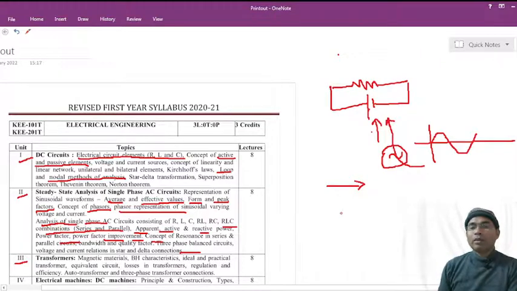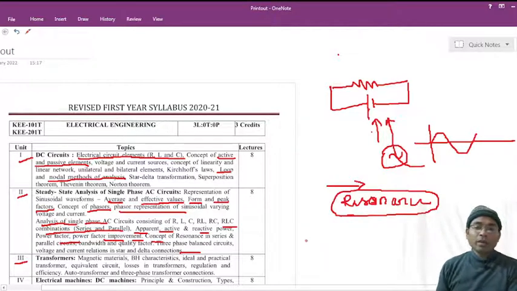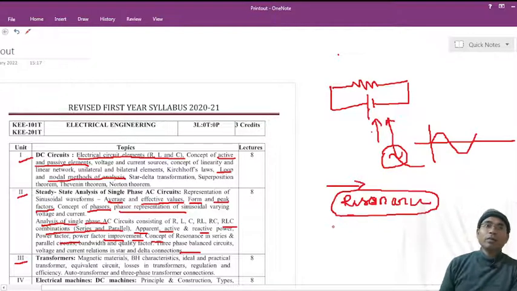There is a phenomenon of resonance in AC circuits. So you will learn about resonance, what resonance is, what the condition of resonance is, and what will happen when resonance occurs in a series circuit and in a parallel circuit. So it's a very unique phenomenon of AC circuits.